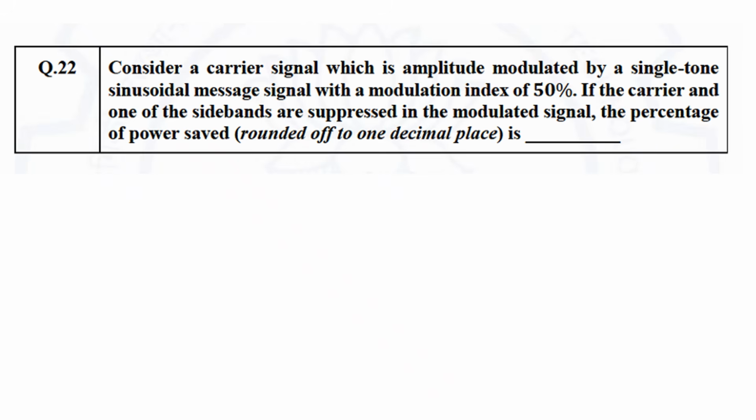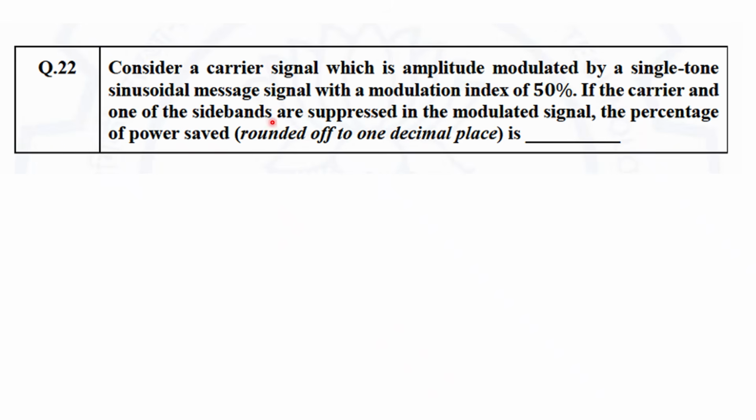Question number first, this is question number 22. Consider a carrier signal which is amplitude modulated by a sinusoidal message signal with a modulation index of 50%. Right? So modulation index is given. If the carrier and one of the sidebands are suppressed in the modulated signal, what is the percentage of power saved?